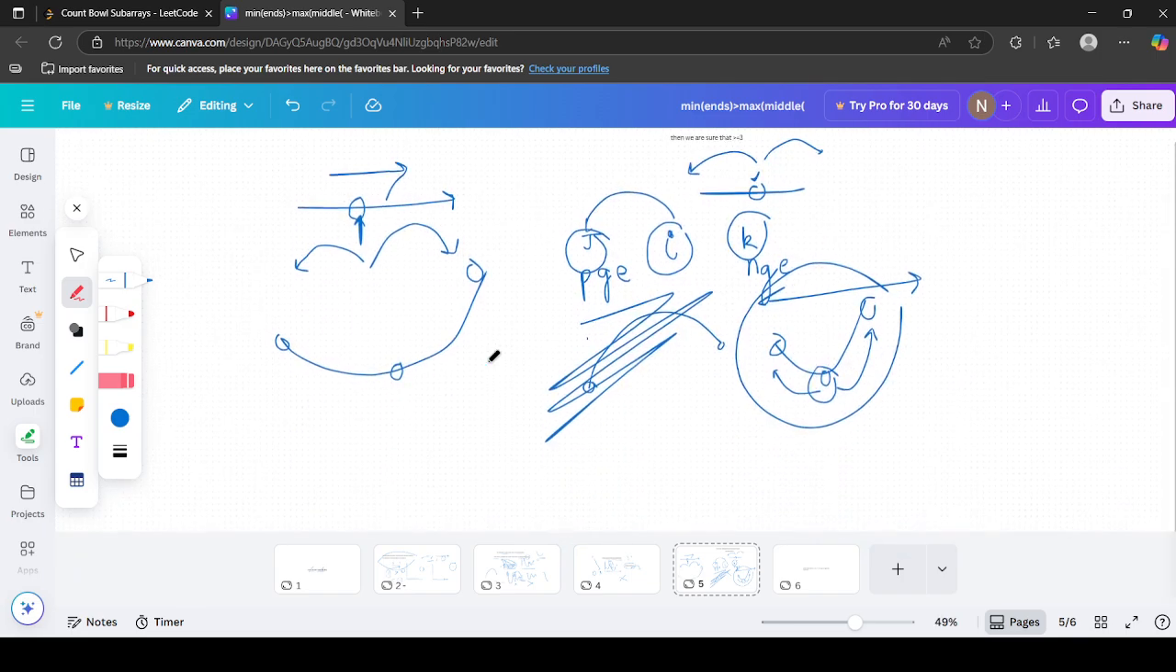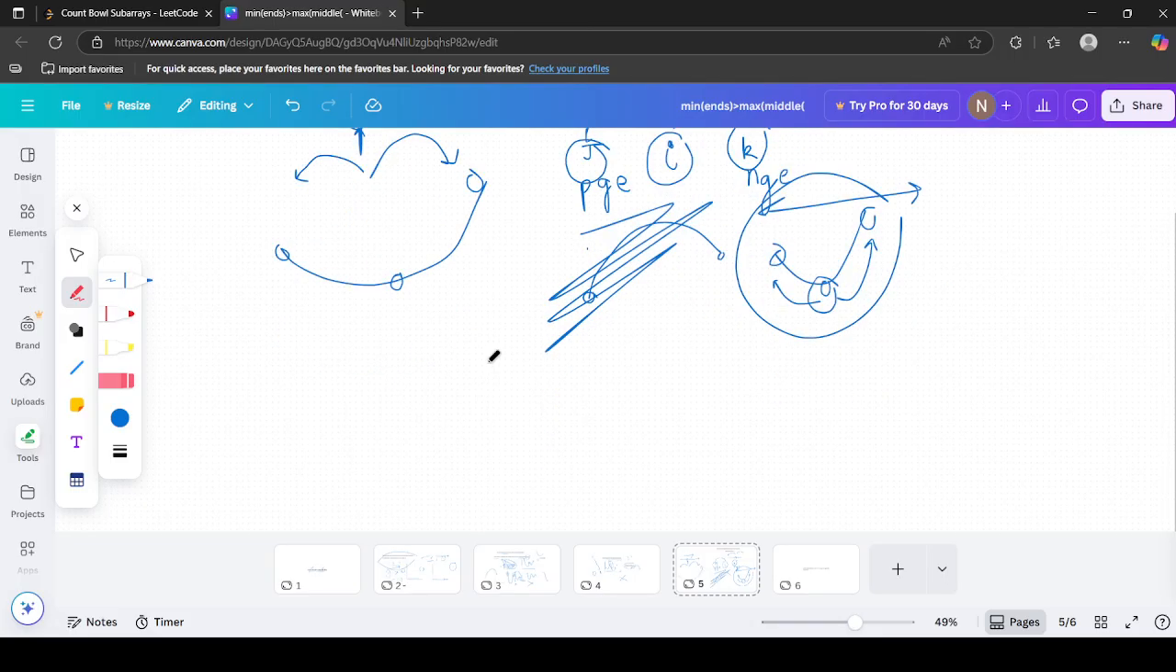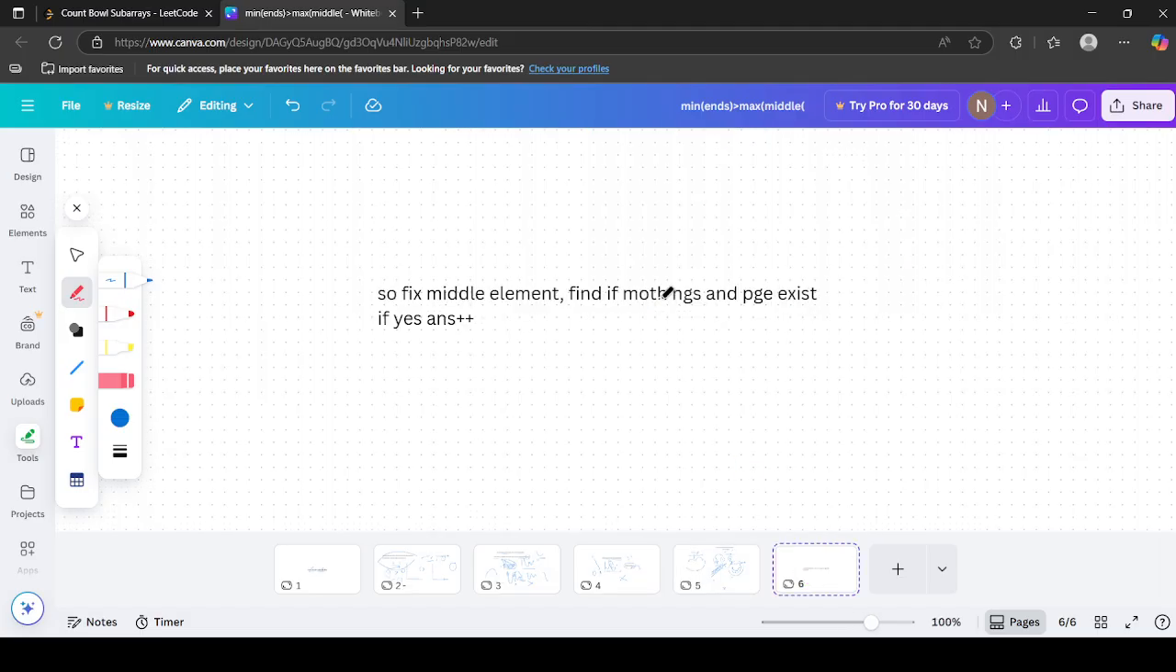If there is no greater element, then is there an answer? No, because we are considering this as the middle element. Given this as a middle element, we must have both the previous greater and the next greater. If these both exist, then we can find the answer: answer plus plus. Else we don't have a subarray with this as the middle element, so answer plus equals 0 for this. So now it is very simple, right?